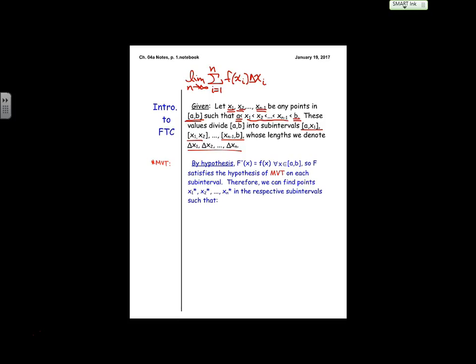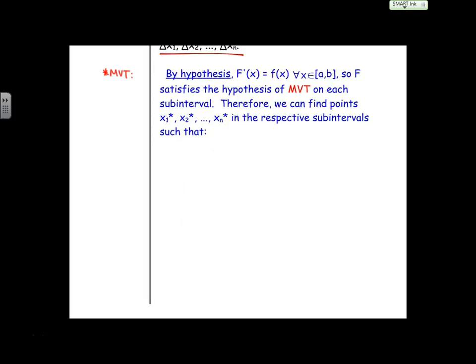We have the delta x's for each of the bases of the rectangles, and we have the little x1, x2, x3s for what we plug in for the heights. Now, here's where the fundamental theorem of calculus comes from. MVT, hey, that's an oldie but a goodie, right? It says there exists, I know it's messy in its notation, but that's okay.